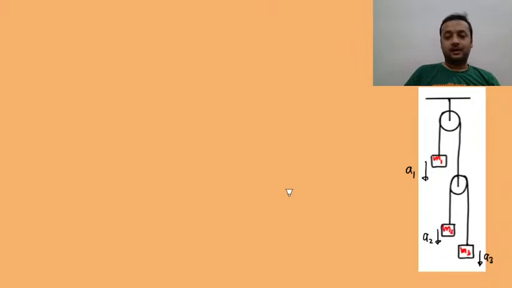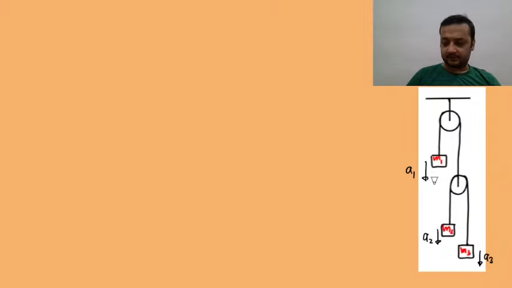Okay, I hope that you will be able to do this question fundamentally. That is the least I can expect. So now I have assumed the acceleration of m1 as a1, acceleration of m2 as a2, and the acceleration of m3 as a3. What is the value of force?